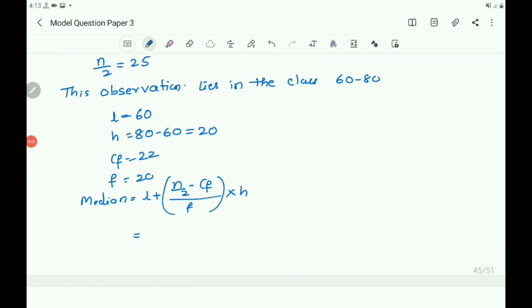Then you write L. L is 60 plus n by 2. N by 2 you got it already, that is 25. 25 minus CF, which is 22, by F. F is 20, into H. H is the size of the class, that is also 20. Here F you write, that is 20.